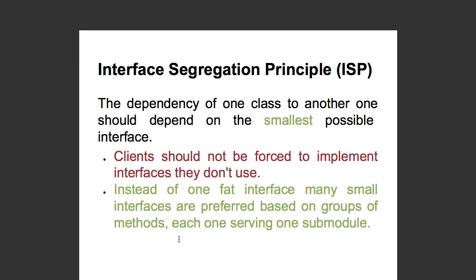That's what interface segregation principle is all about. Keep your interfaces as small as possible. The moment you have fat interfaces with a lot of methods, then every time you change the interface, it means that all the implementing classes also should change.